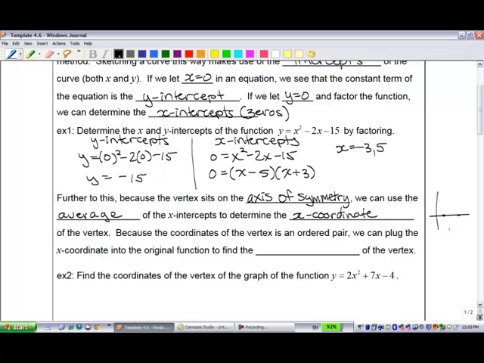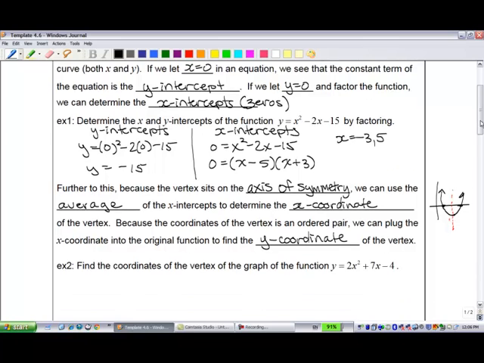Let's say we have two zeros forming a parabola, and the axis of symmetry cuts straight down the middle of that graph through the vertex. Because the two zeros are balanced both to the left and to the right, right in between the two has to be the vertex. That's really why this works. And because the coordinates of the vertex are an ordered pair, we can plug the x-coordinate into the original function to find the y-coordinate of the vertex. So we have a nice little technique here.